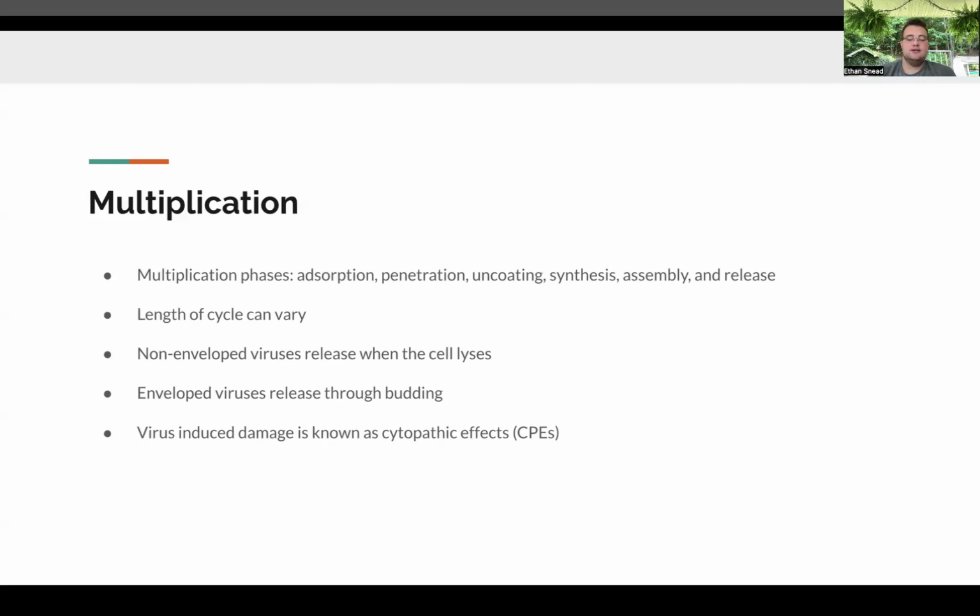Viruses with induced damage cause what are known as cytopathic effects, or CPEs, and this leaves the cell altered, which can change its positional orientation, its shape and size, and it can also change structures inside the cell.